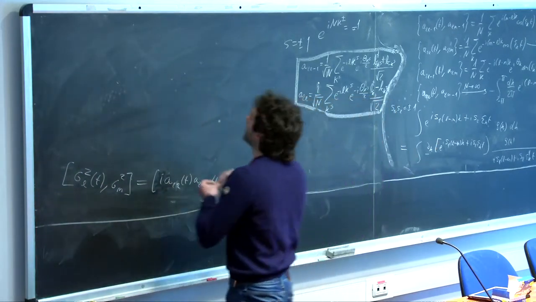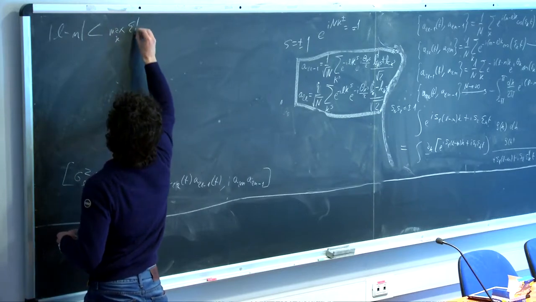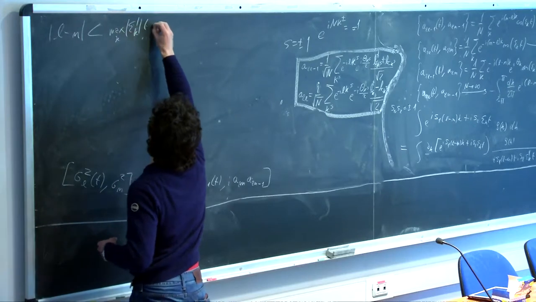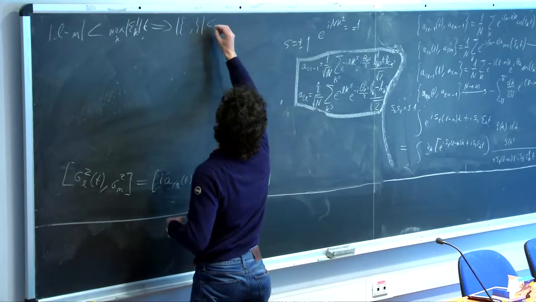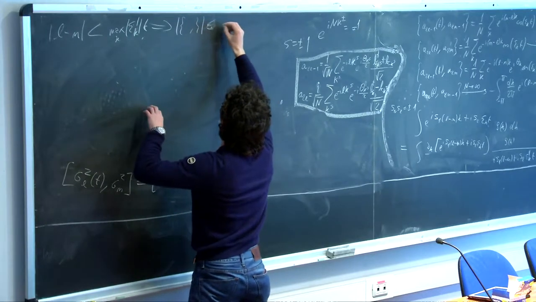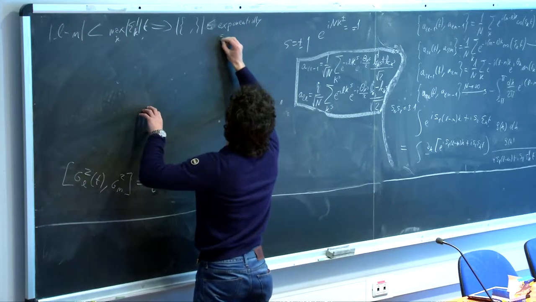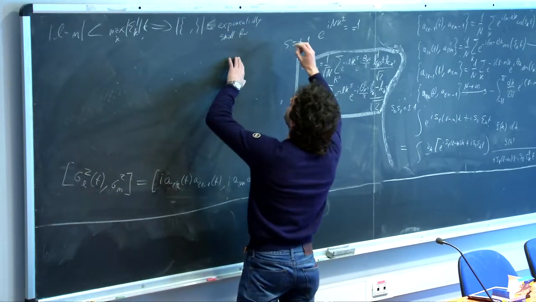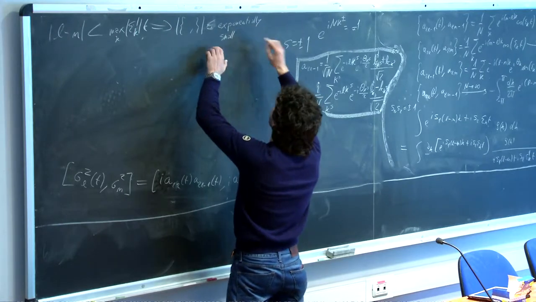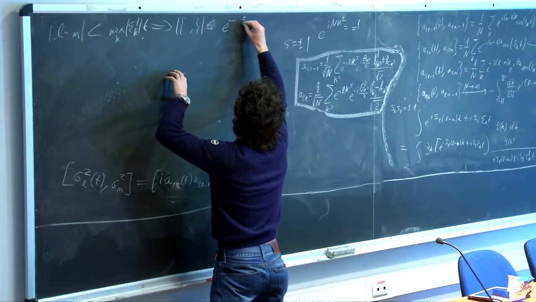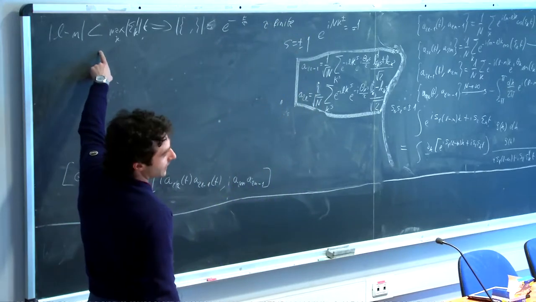So what we find is that every time L minus n is smaller than the maximum over k of epsilon prime k times t, these anticommutators that we computed always behave exponentially, smaller or equal to something exponentially small. Something which is e to the minus t over tau, tau finite. Every time we have this condition.